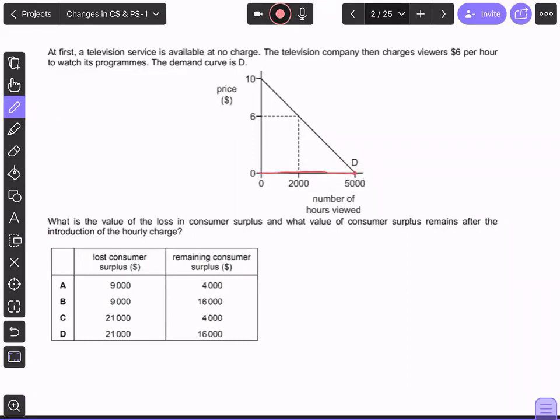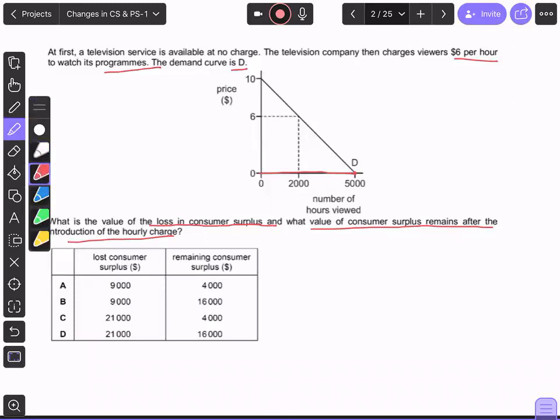The television company then charges viewers $6 per hour to watch its program. The demand curve is D. What is the value of loss in consumer surplus and what value of consumer surplus remains after the introduction of the hourly charge? सही है, जब आपके पास zero charge था, this whole area was a consumer surplus. ये सारा का सारा क्या था? This was all the consumer surplus.